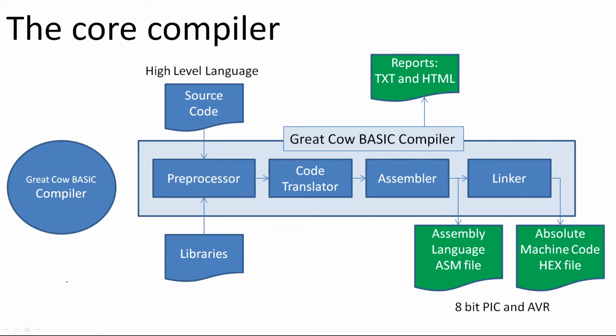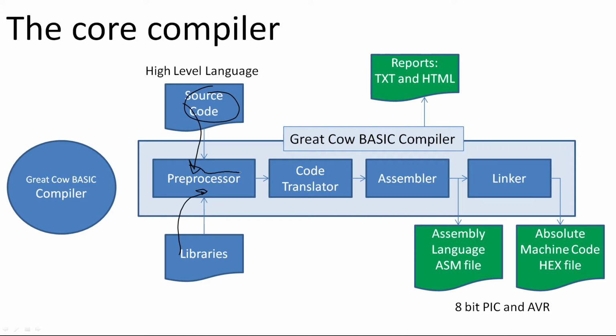So let's have a look at how it works in terms of the core compiler and how we take your source code to generate a hex file. We take your source code and we start to pre-process that here where we check for syntax, and we bring in and merge in the libraries.